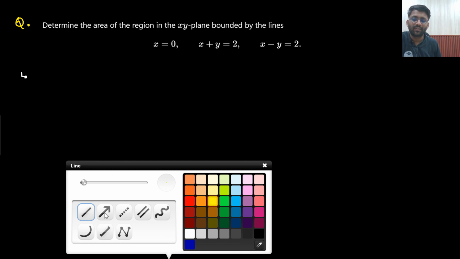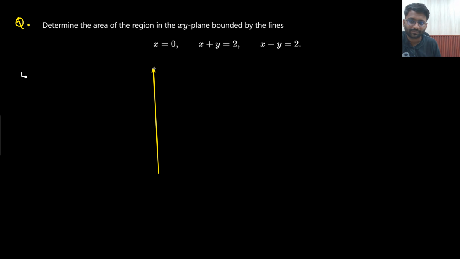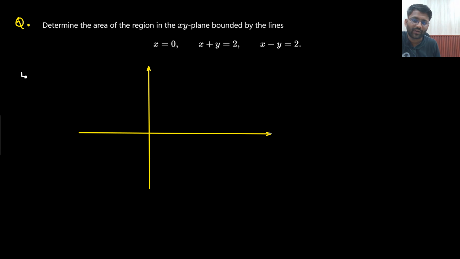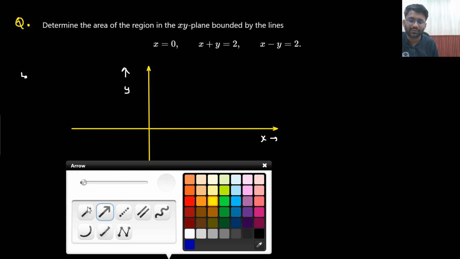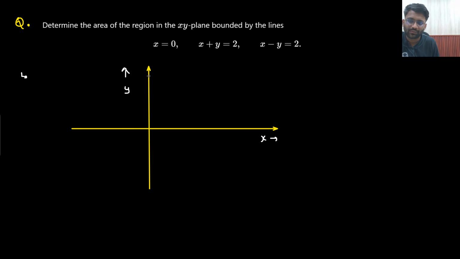Next question, again make the structure. Both of the lines we are going to make, and we need to find out the area bounded. This is your x, y. What is x equals 0? This is your x equals 0, the line of x equals 0 completely. x plus y equals 2 is this line. Although it will go like this, basically x plus y equals 2 is this line.